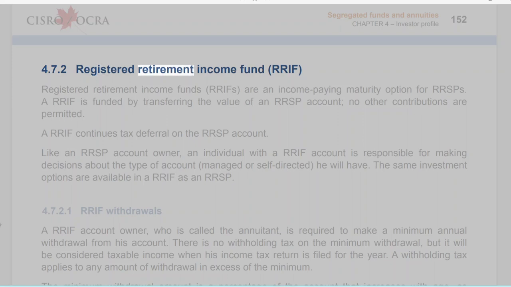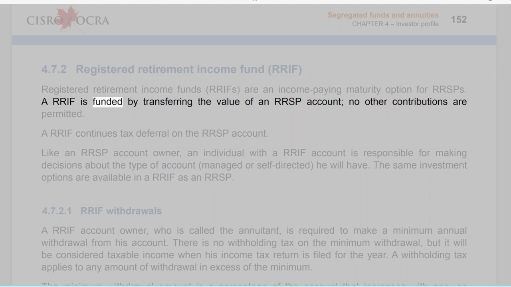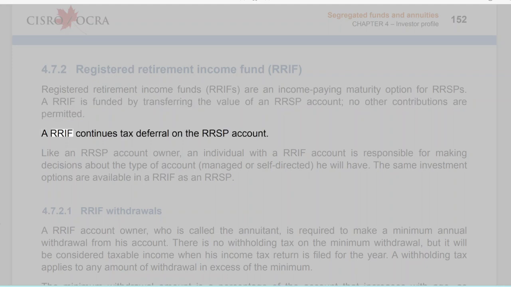4.7.2 Registered Retirement Income Fund, RRIF. Registered Retirement Income Funds, RIFs, are an income-paying maturity option for RRSPs. A RRIF is funded by transferring the value of an RRSP account. No other contributions are permitted. A RRIF continues tax deferral on the RRSP account.